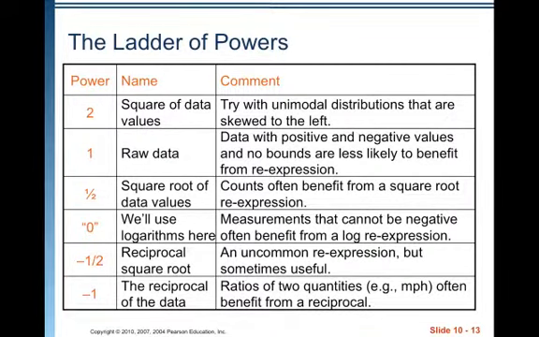One rung of the ladder is 2, and that's where you square the data values. And you might try this with unimodal distributions that are skewed to the left, and you're trying to get them to be more symmetric. So you're looking at a unimodal distribution, so not a bimodal distribution. So this wouldn't be trying to linearize data. It would be more trying to get a symmetric histogram.